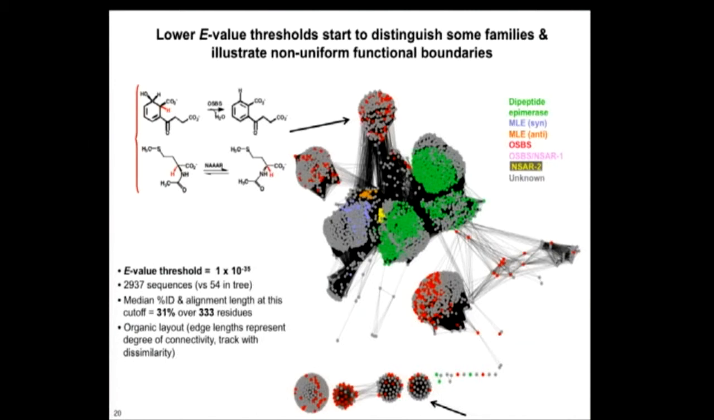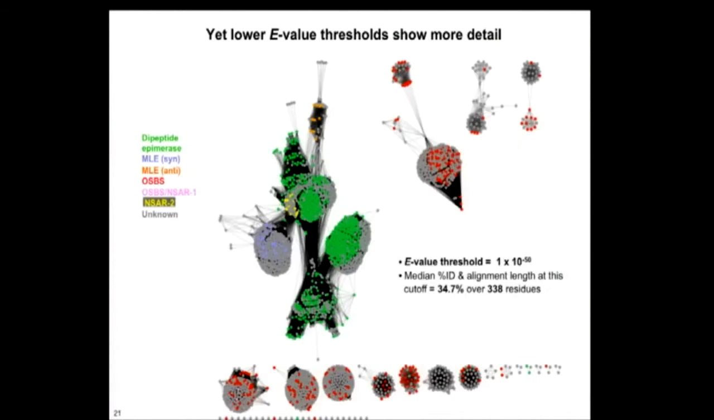This central area is very confusing and difficult to sort out the functional boundaries. It turns out that, well, I'll show you in the next one. Here we have a more stringent threshold to look at these. And it turns out that now we can start to see whole groups for which we have no characterization at all.